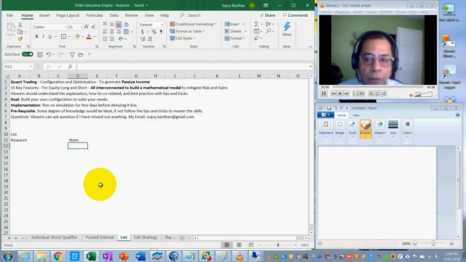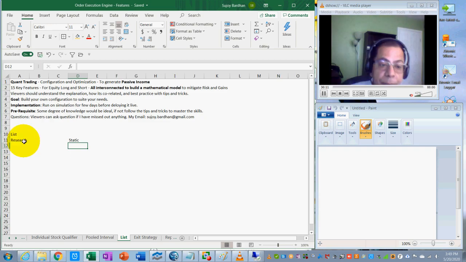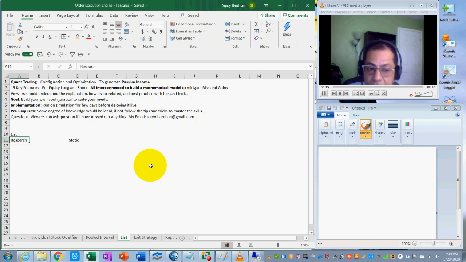Hi folks, in this topic we'll be talking about lists, and I think I have also mentioned earlier that your list could be of two types. You could be a research-based person, doing day-to-day research, whatever your strategy is, whether you're doing swing trade, intraday or long-term trading, whether you're going based on fundamentals or on technical data and all those types of stuff.